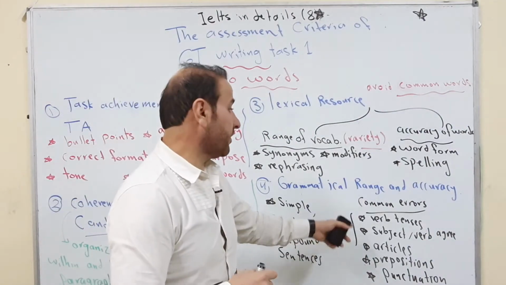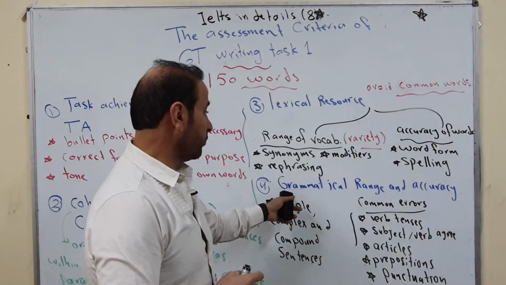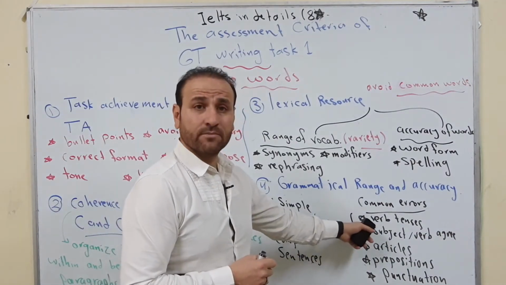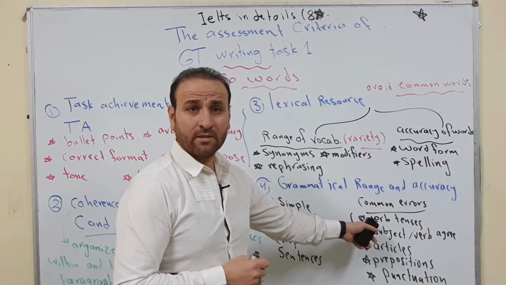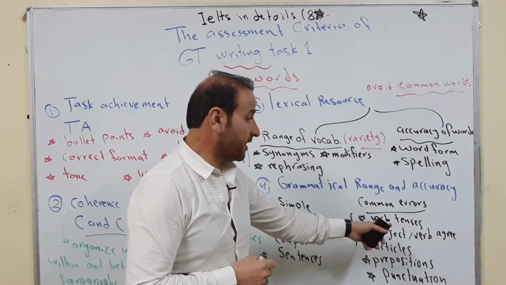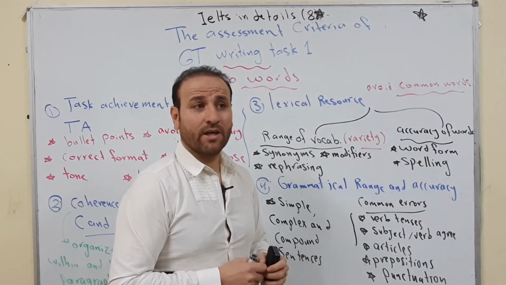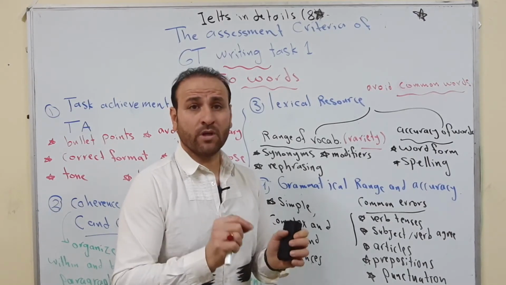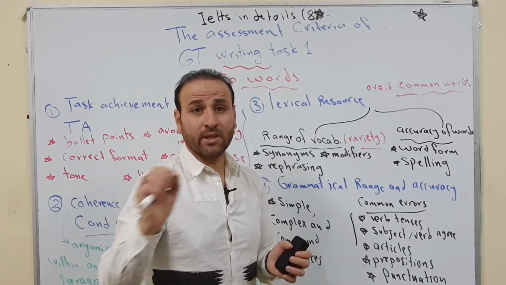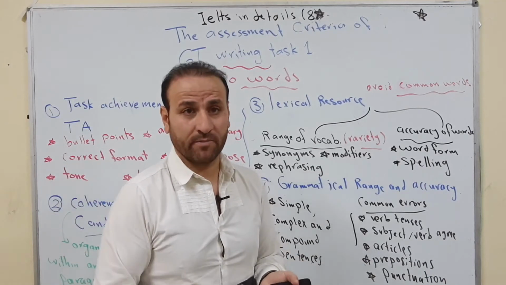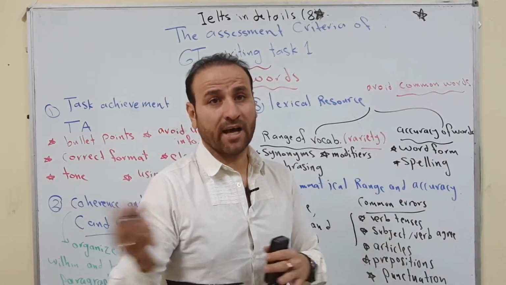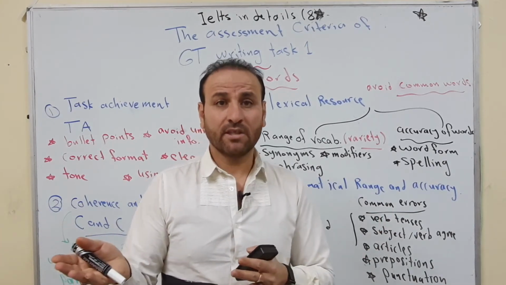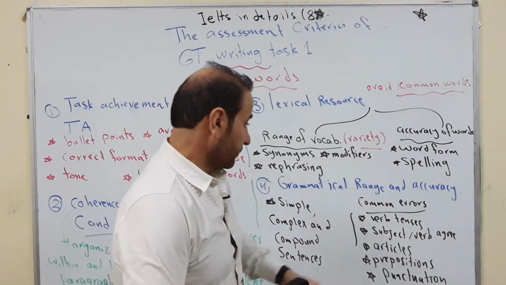What are some common errors relating to grammatical range and accuracy? In verb tenses, they don't use the tenses well. Subject-verb agreement. If you talk, especially in simple present, they write plural and they put s. They write singular and they don't put s on the verb. Like the boys like, the boy likes. We have to be careful about subject-verb agreement.